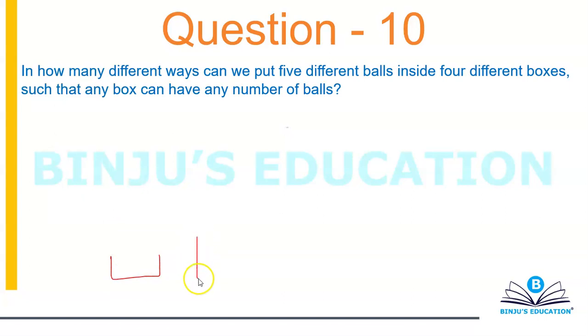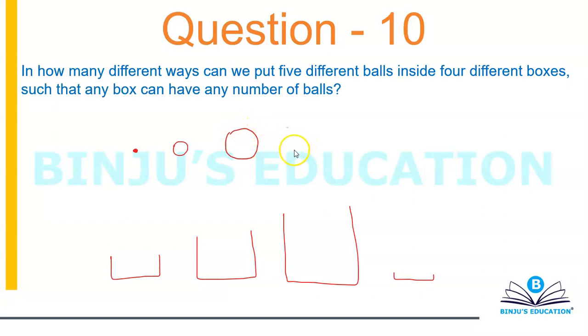Box 1, box 2, box 3, box 4, and I have 5 different balls: ball 1, ball 2, ball 3, ball 4 and ball number 5. In how many different ways can we put 5 different balls inside 4 different boxes such that any box can have any number of balls?